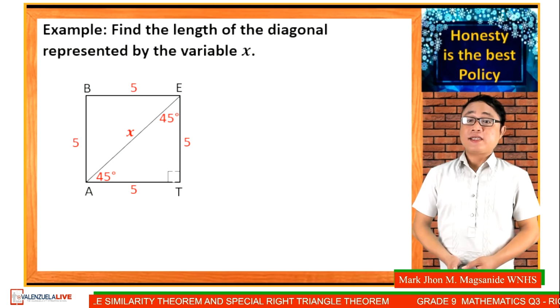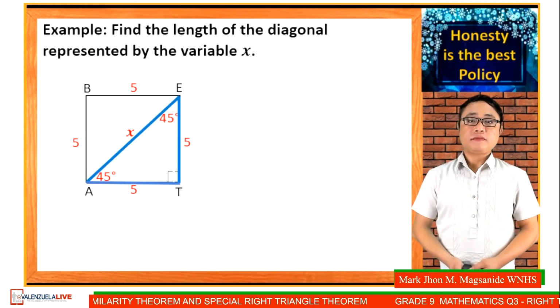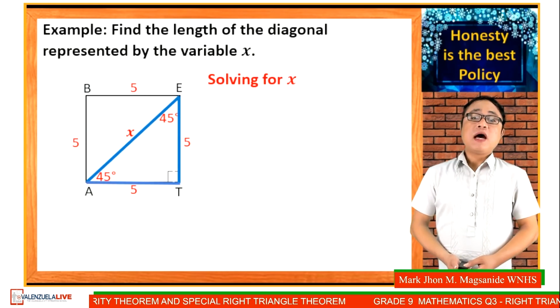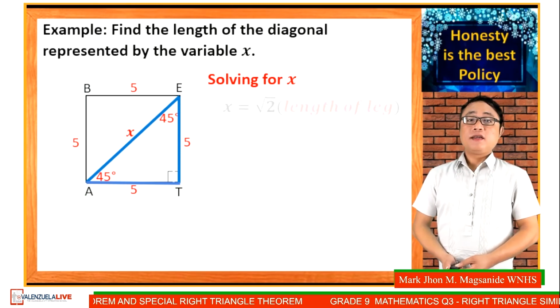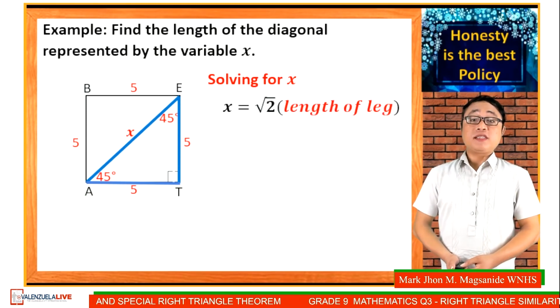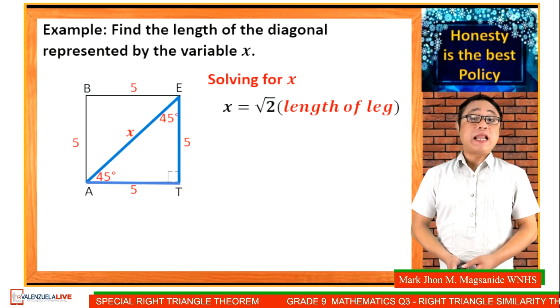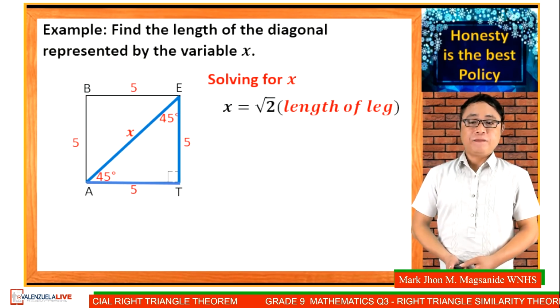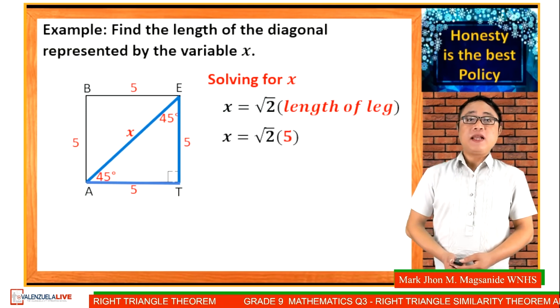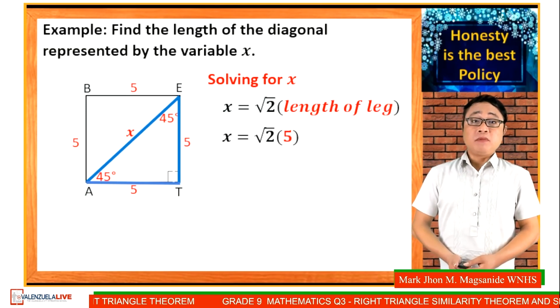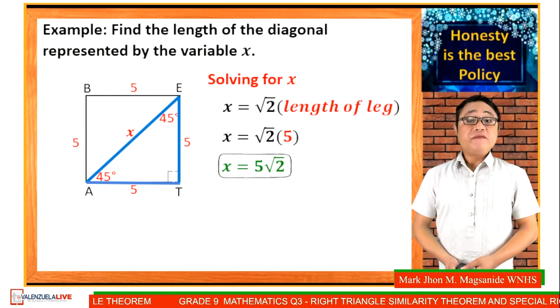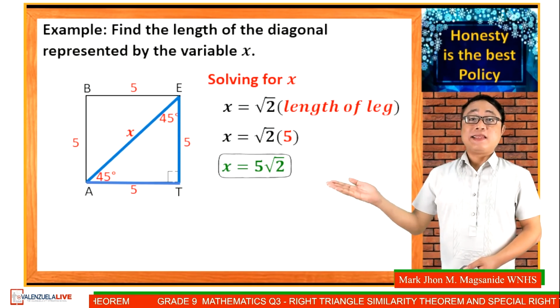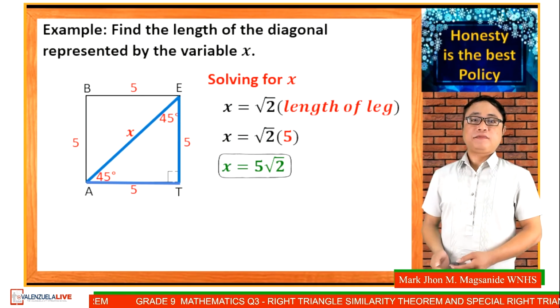Solving for x, apply the theorem for 45-45-90. That is, x is equal to the square root of 2 multiplied by the length of the leg. Substitute the length of the leg, which is 5, and multiply it. x is equal to 5 square root of 2. And this is the answer.